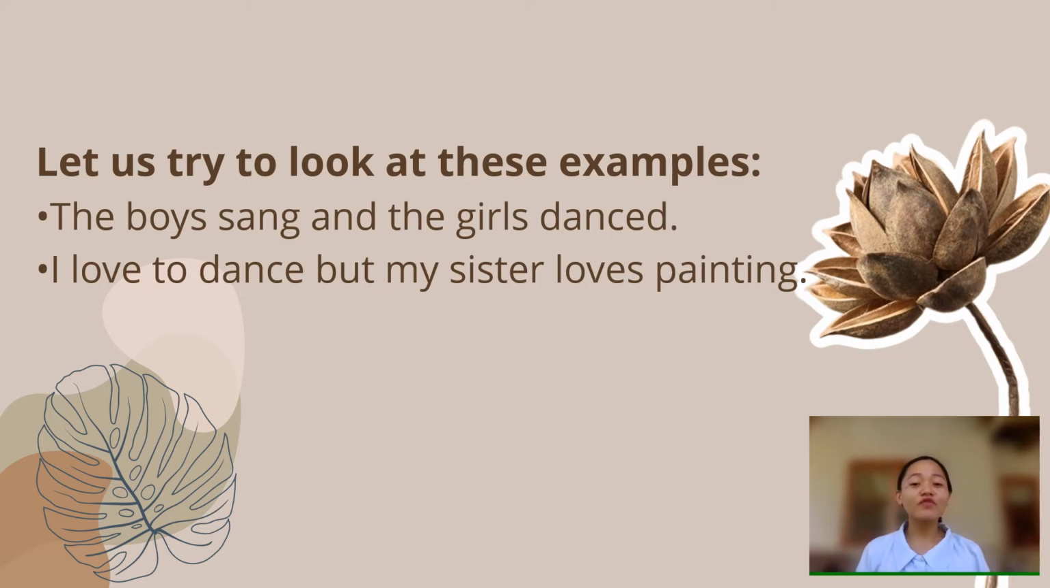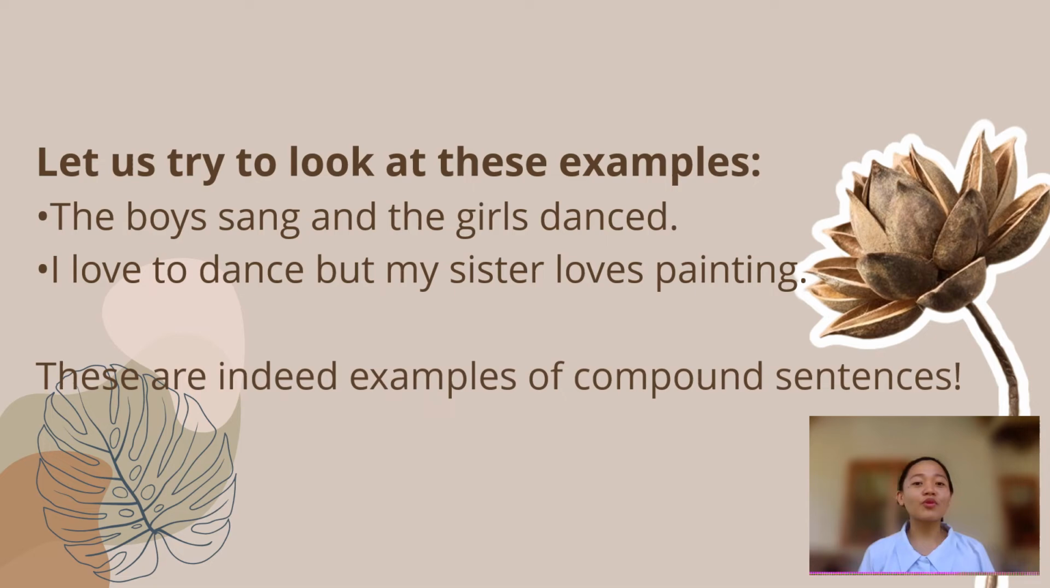Okay, as I have mentioned earlier, a sentence can contain more than one sentence within it. So let us try to look at these examples. We have the first sentence, the boys sang and the girls danced. And the second one, I love to dance, but my sister loves painting. So do you think these sentences are simple sentences? Or are they compound sentences? Okay, if your answer is compound sentences, then you are right. These are indeed examples of compound sentences.